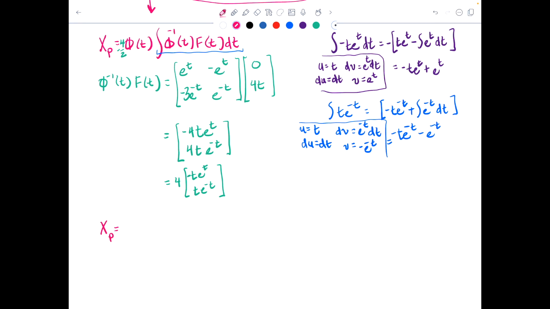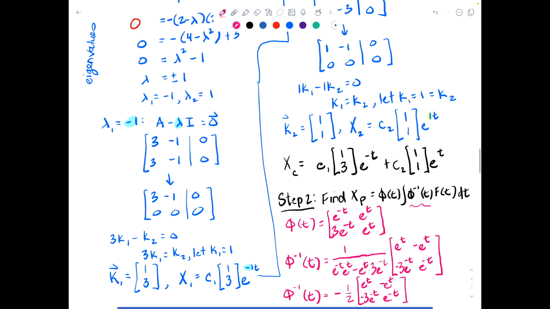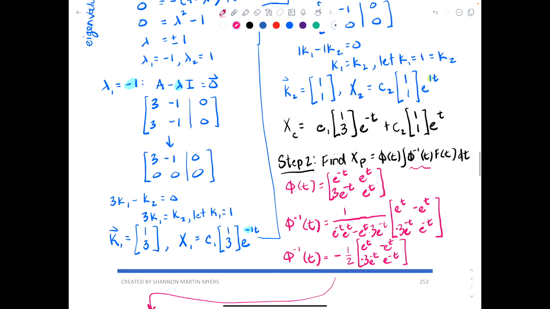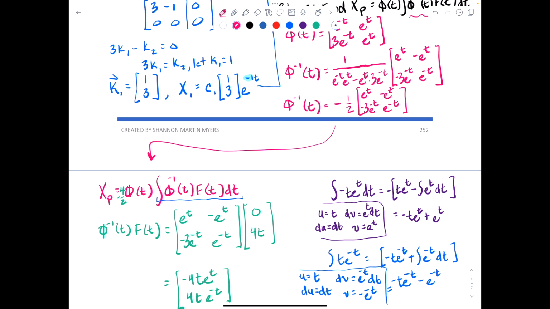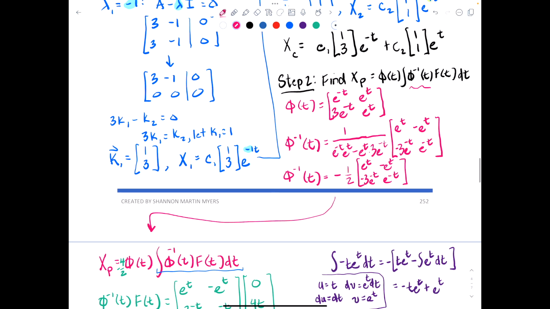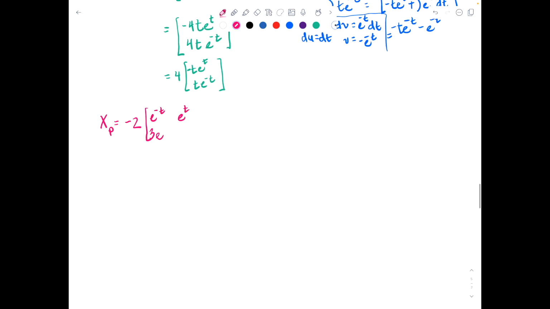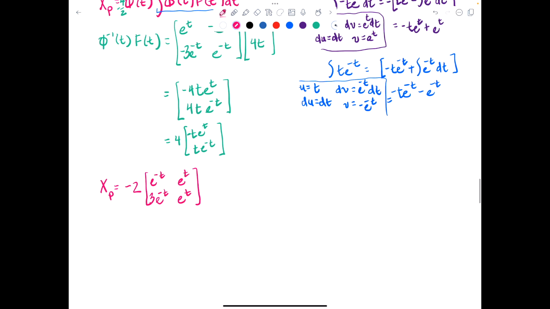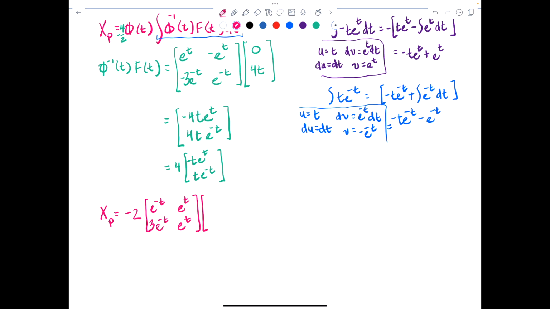xp will equal negative 2 times phi at t. Phi at t we had way back here, right? Where was it? All right, e to the negative t, e to the t going across. And then 3e to the negative t, and then e to the t. We're going to multiply this to our result we found over here.